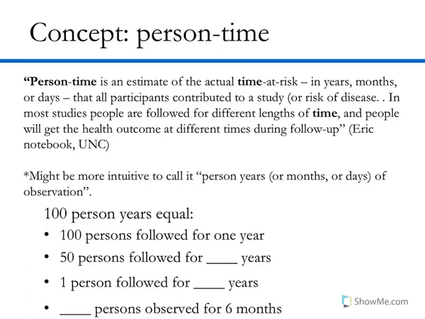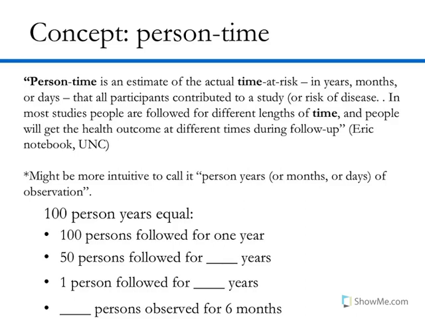This new concept in our incidence rate calculation is called person time, or it might be more intuitive to call it person years, person months, or person days of observation, because essentially person time is an estimate of the actual time at risk, in either years, months, or days, that all participants in our population or in our study are contributing to being at risk of the disease that we're interested in studying. In most studies, people are followed up for different lengths of time, and people will get the health outcome at a different time during the follow-up.